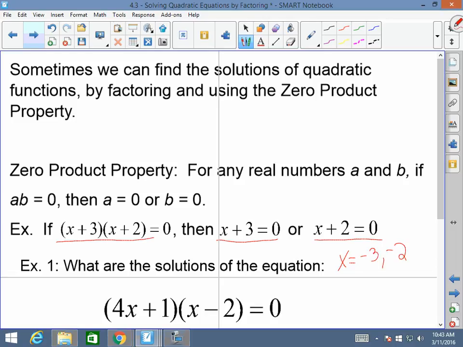What does that tell you, Mr. Morrow? That tells you that on this parabola, the graph is going through -2 and -3, like so. Of course, that's not accurate. I didn't find the vertex or the axis of symmetry, but that's what is happening. That's what it's telling me. Does that make sense?